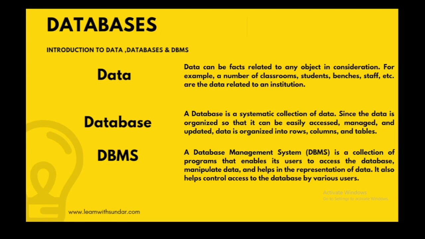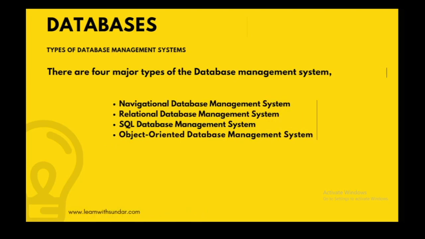Now let's look into what is DBMS. A database management system is a collection of programs that enables its users to access the database, manipulate data, and helps in the presentation of data. It also helps control access to the database by various users. Now let's look into the types of database management systems. There are 4 major types of database management system: navigational database management system, relational database management system, SQL database management system, and the last one is object oriented database management system.